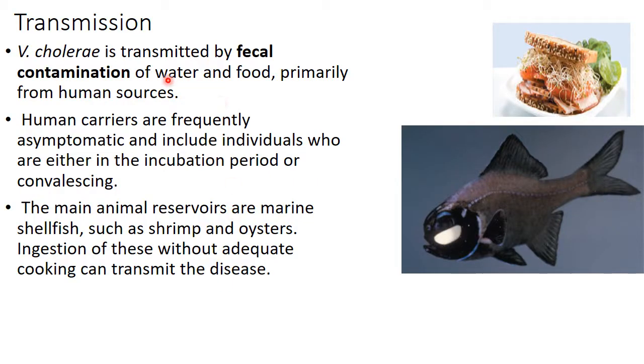Now, what is the transmission? The mode of transmission is fecal contamination of water and food, primarily from humans. Human carriers are frequently asymptomatic and include individuals who are either in the incubation period or convalescing. The main animal reservoirs are marine shellfish such as shrimp and oyster. Ingestion of these without adequate cooking can transmit the disease.